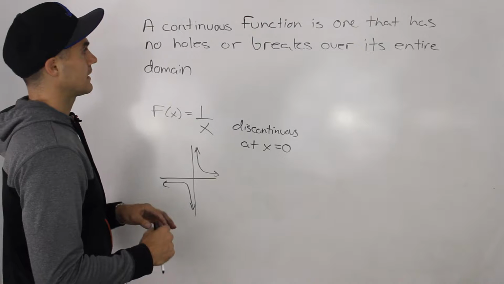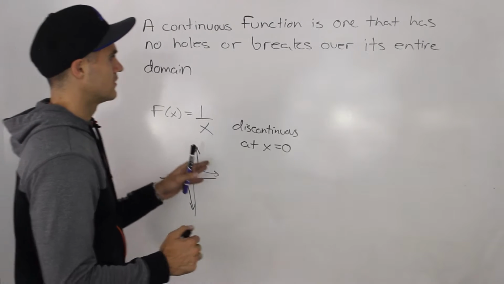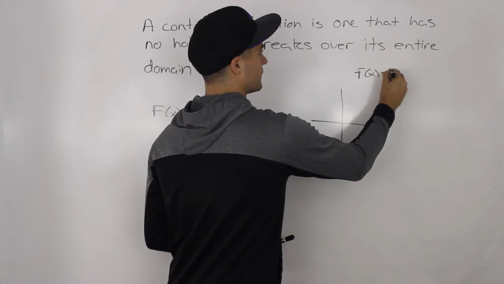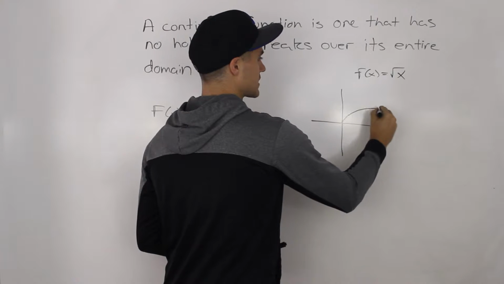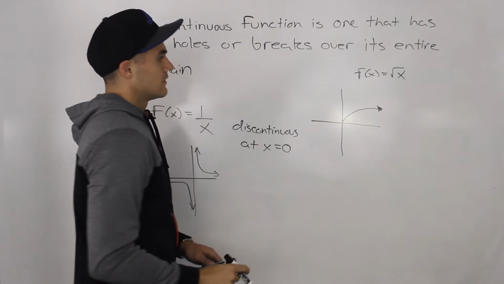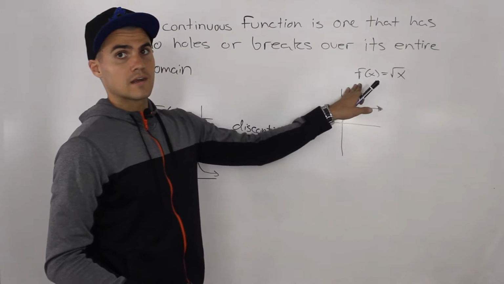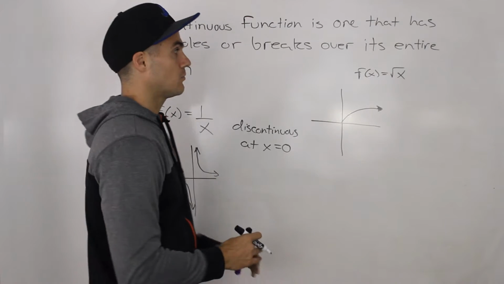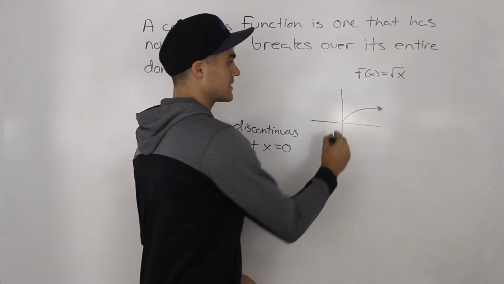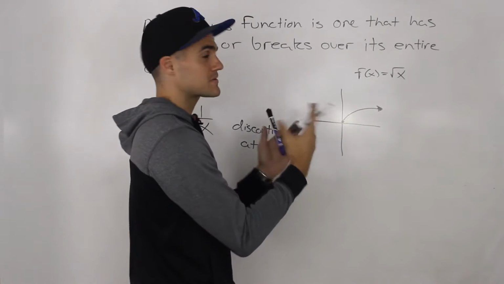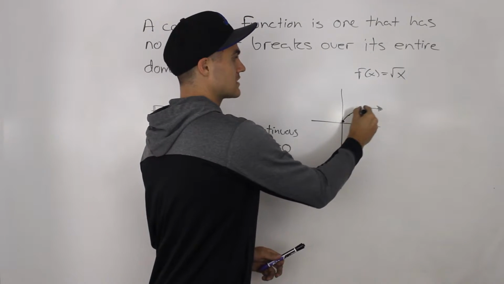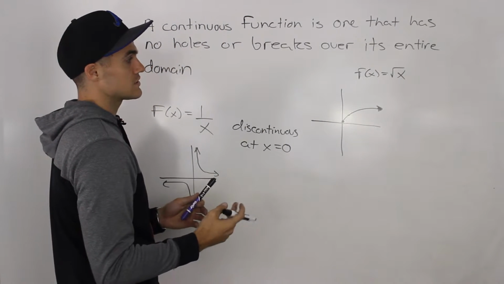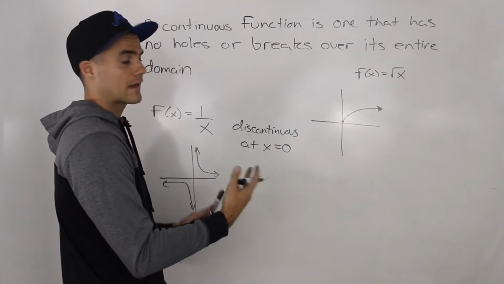Another thing I want to mention is functions like the square root of x. For example, the square root of x looks like this. Notice how the domain of this function is restricted to x greater than or equal to 0, but this function is considered continuous because over its specific domain, it's always continuous. There's no holes or breaks. So you can have functions that have a limited domain that are continuous as well.